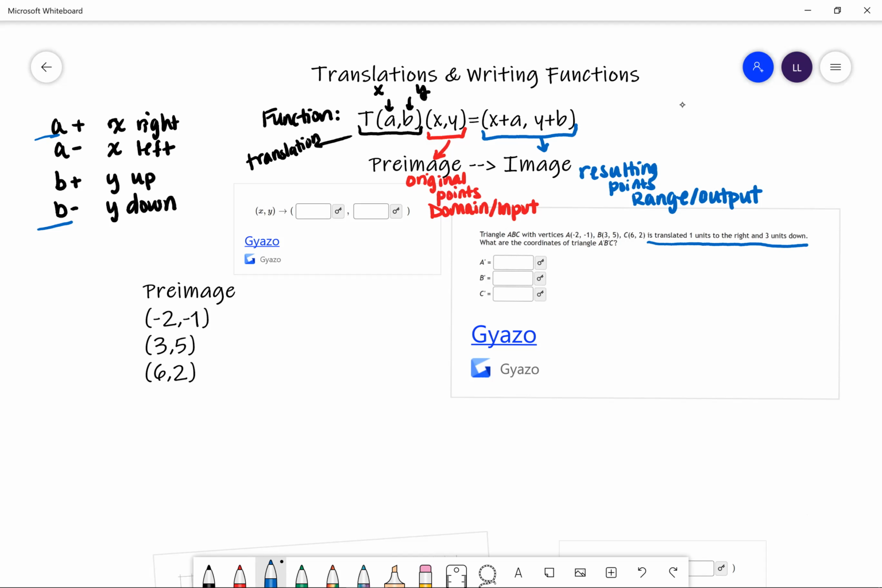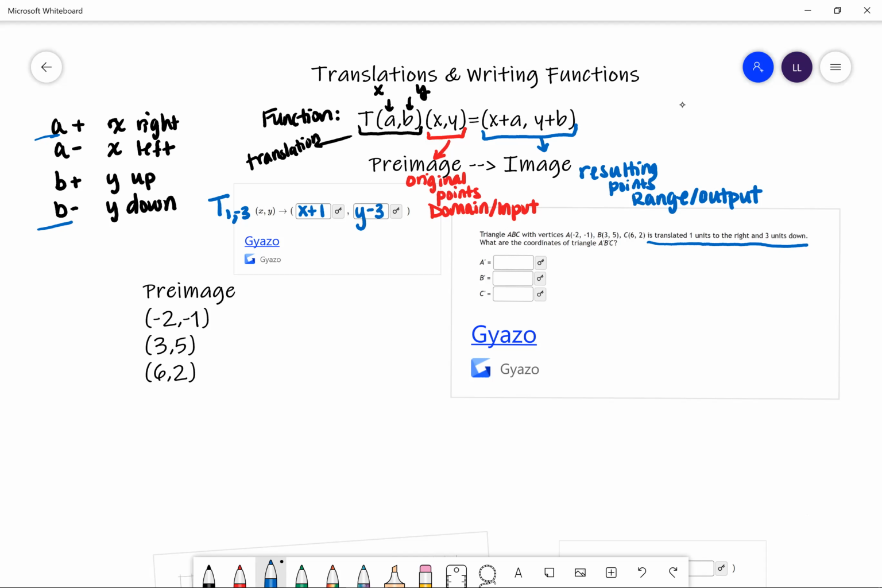So the way you write the function rule for this would be T, A is going to be a positive 1 because it went 1 to the right, and B is going to be a -3 because it went 3 units down. So you would write that in front of the XY, and then inside the parentheses, you would say X plus 1 because we moved it to the right, and Y minus 3 because it went down. And that's how you write the function rule.